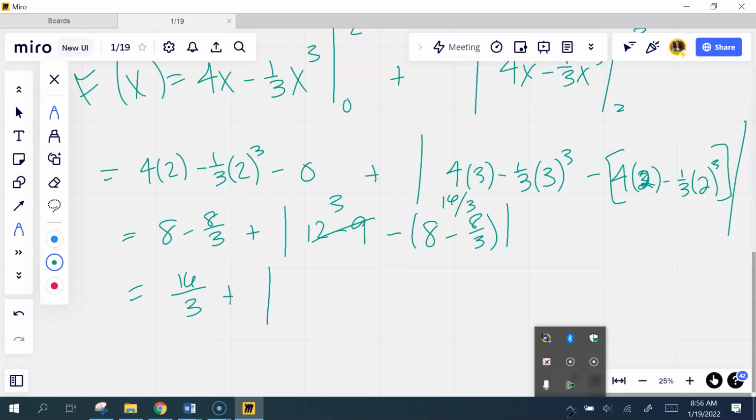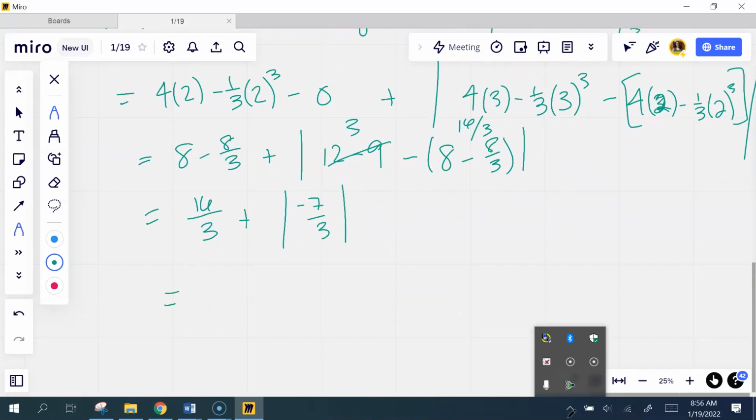So 9 minus 16, right? You gotta do the absolute value. Well, I'm still in absolute value, but I can take it off. Right? What's 9 minus 16? 16 minus 9 is negative 7, so this will be 23 over 3. That was fun. That is the answer, actually.